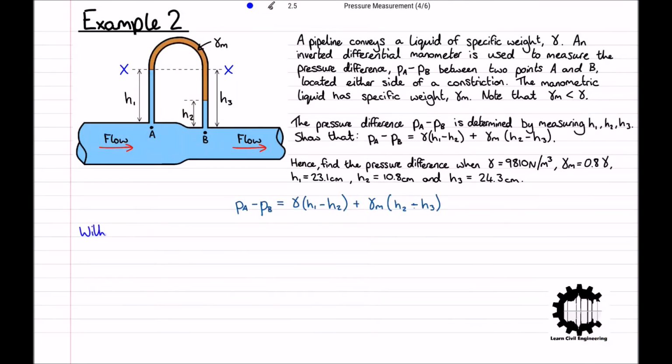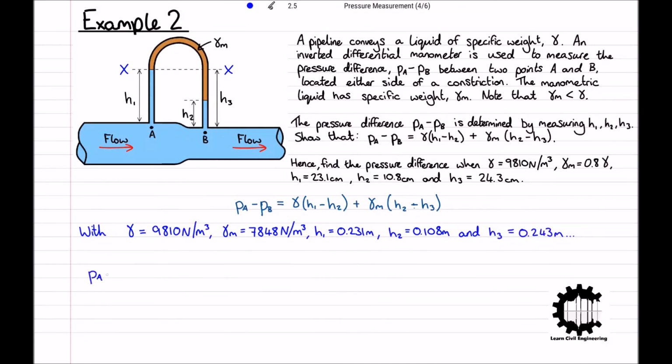And then, to finish off, substituting gamma equals 9,810 newtons per meter cubed, gamma m equals 7,848 newtons per meter cubed, h1 equals 0.231 meters, h2 equals 0.108 meters, and h3 equals 0.243 meters, gives Pa minus Pb is equal to 9,810 times by 0.231 minus 0.108 plus 7,848 times by 0.108 minus 0.243 is equal to 147 newtons per meter squared. So the pressure of the gas at point B in the pipeline is 147 newtons per meter squared less than the pressure at point A in the pipeline.